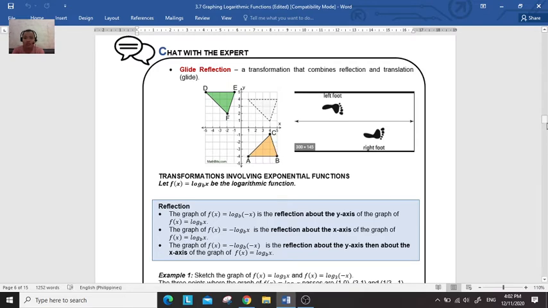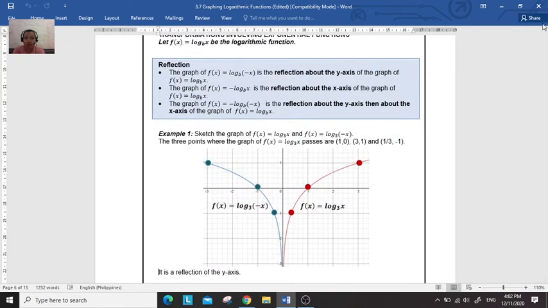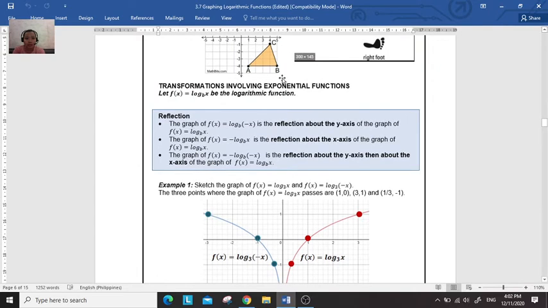Alright, so let's have transformation involving logarithmic functions. First, let us enumerate the following reflections based on the logarithmic function. First, the graph of f of x is equal to log negative x base b is a reflection about the y-axis of the graph of f of x is equal to log x base b.